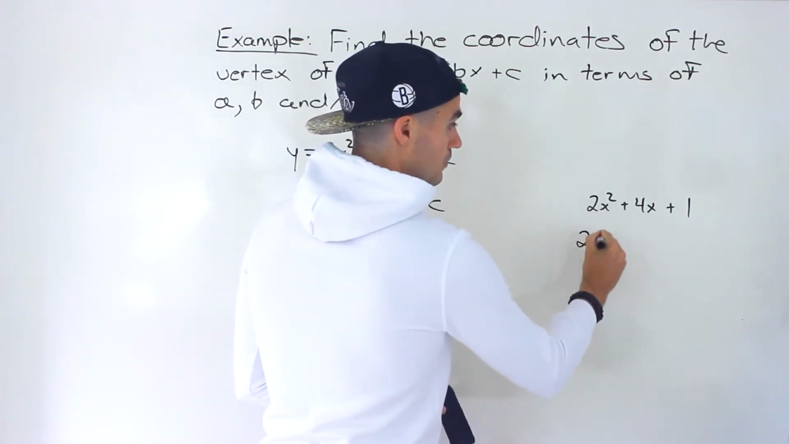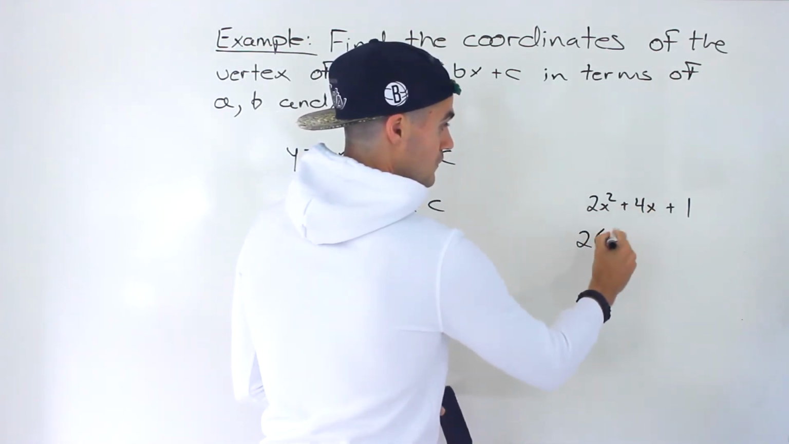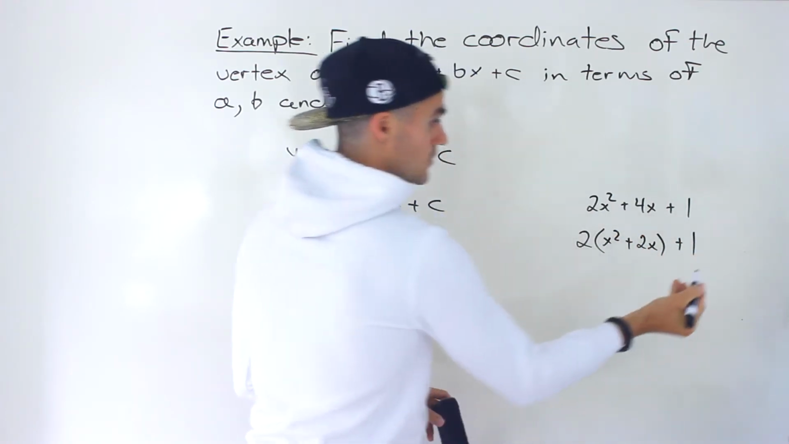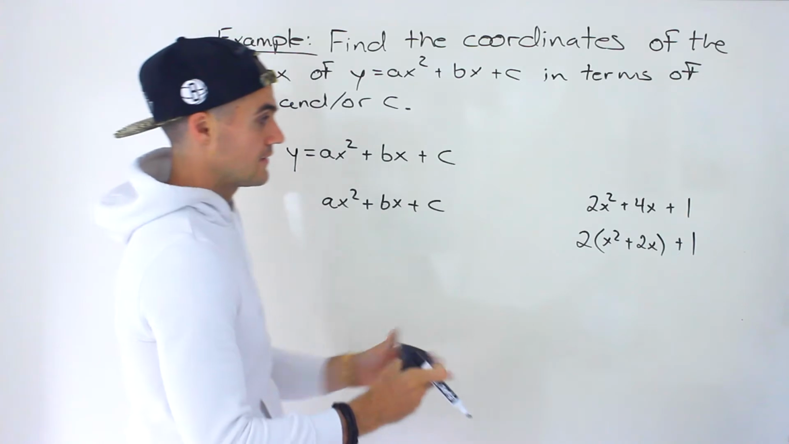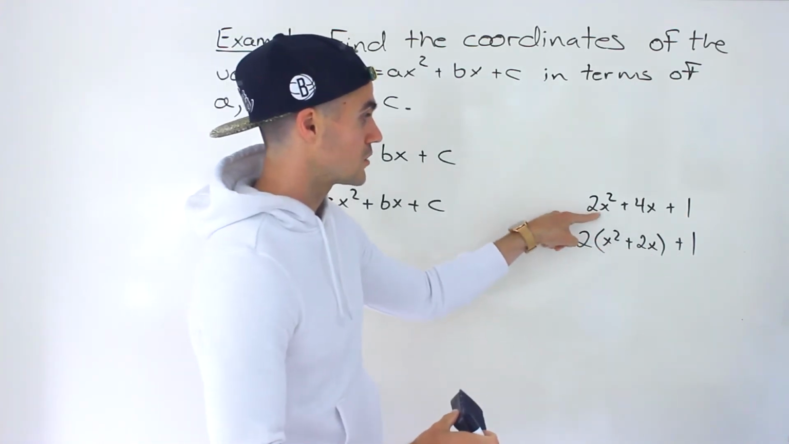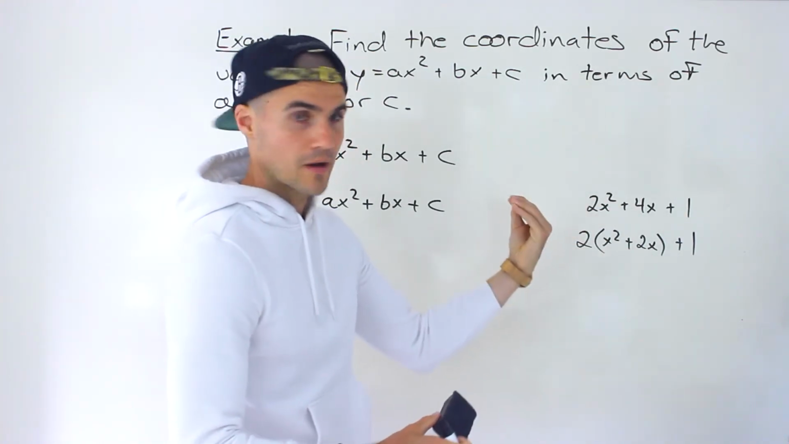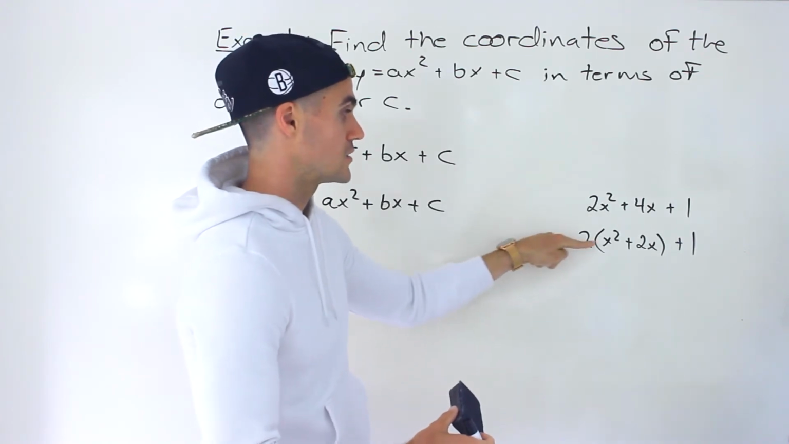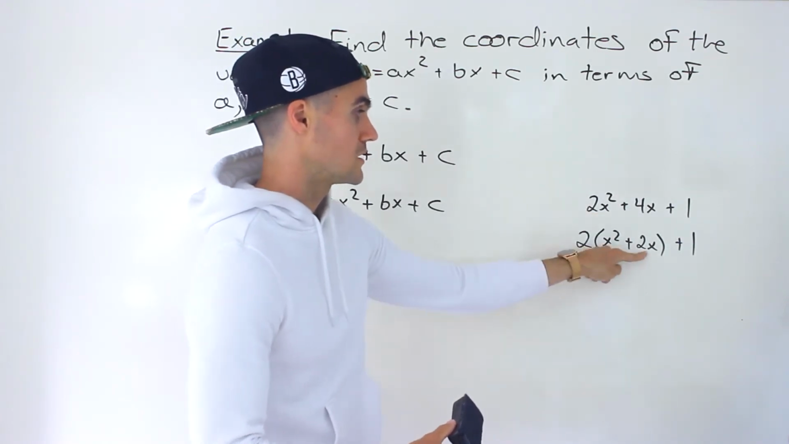Well, we factor out a 2 from these first two. So we'd end up with 2 times the bracket x squared plus 2x, and then we've got a plus 1 at the end, like that. And then how did we get these terms here? Well, we took both of these and we divided by what we took out. We divided by this 2, right? 2x squared divided by 2 is x squared, 4x divided by 2 is 2x.